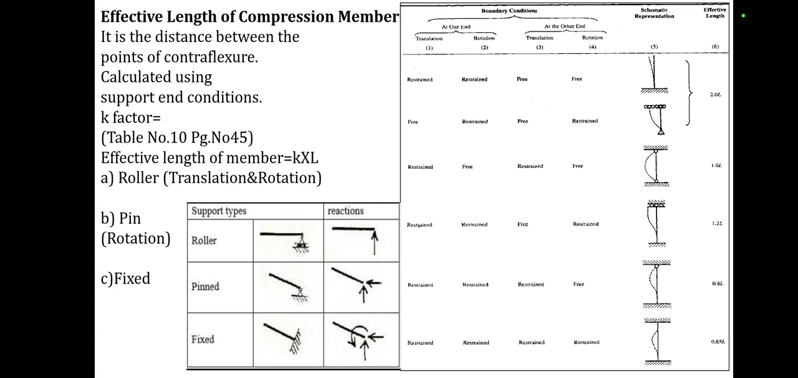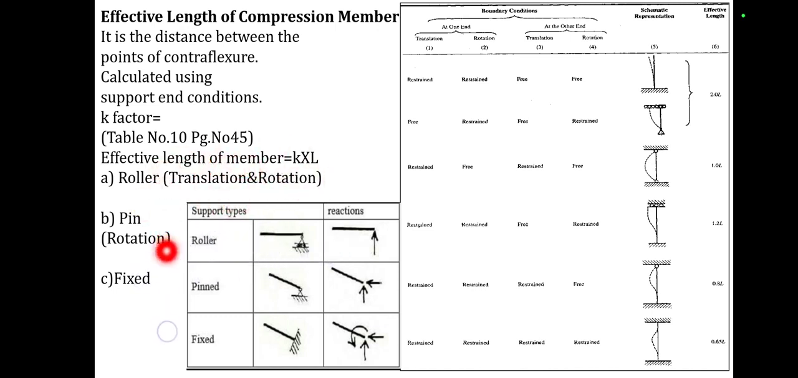Next, for the design of any compression member, we must know the effective length of that member. So, what is the definition of effective length of the compression member? It is nothing but the distance between the points of contraflexure, calculated using the support end condition. The K factor is taken from Table 10, page number 45, and hence the effective length of the member is equal to K into L.